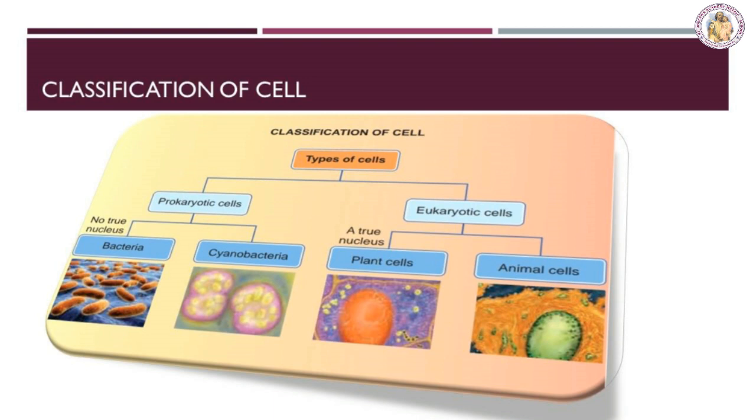Classification of cell. Cells are classified into two types, prokaryotic cells and eukaryotic cells. Prokaryotic cells have no true nucleus. Example, bacteria and cyanobacteria. In eukaryotic cell, there is true nucleus. Example, plant cells and animal cells.